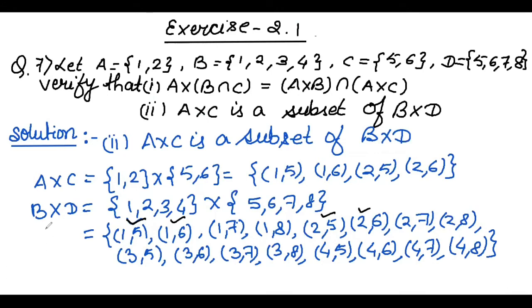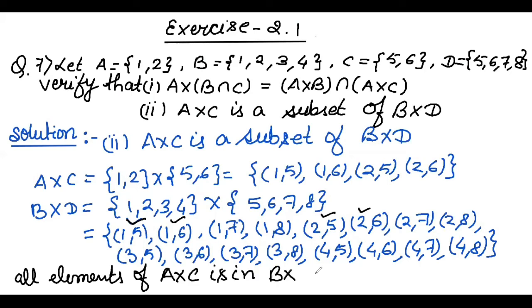So according to that, we can write here all elements of A cross C are in B cross D. So A cross C is a subset of B cross D. So it is verified. I hope it is clear for you all.